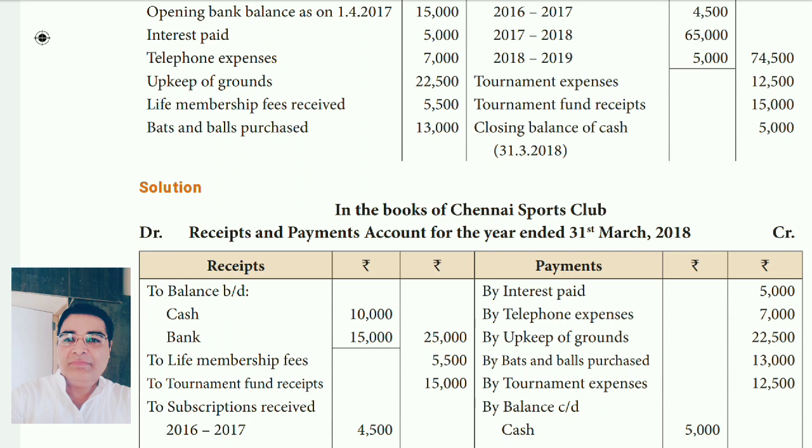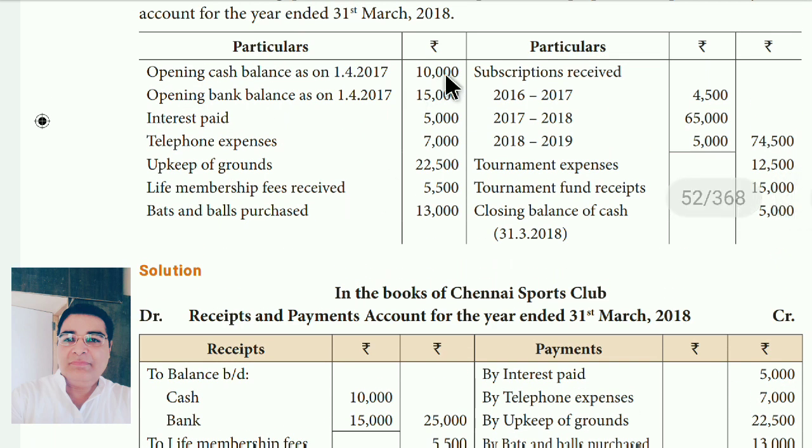Next, what is the next one? Upkeep of grounds, 22,500. This is the payment to keep the ground neat and clean. So by upkeep of ground, 22,500. Then life membership fees received. When we receive the amount it will come in the receipt side. So to life membership fees 5,500. Bat and ball purchase. When we purchase something, money goes out. So by bat and ball purchase 13,000.